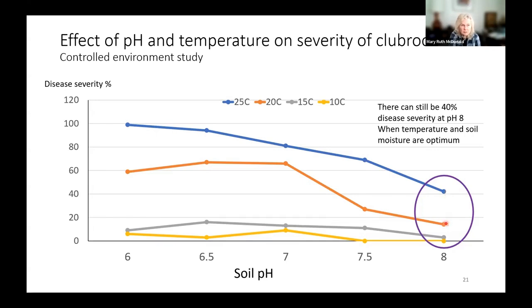At 20 Celsius, if I was a grower and I got the pH up to 8, I'd still think that 40% clubroot was a lot. And unless I had a check in the field where the pH was 6, so I could see what the difference was, it would look like modifying the pH wasn't really very effective.